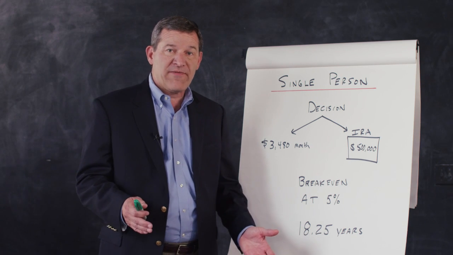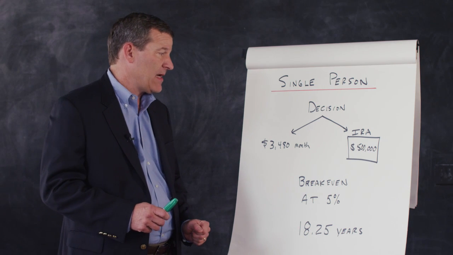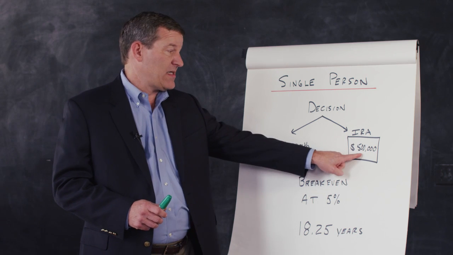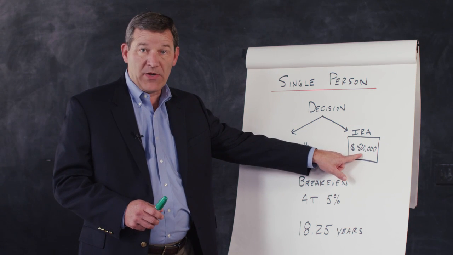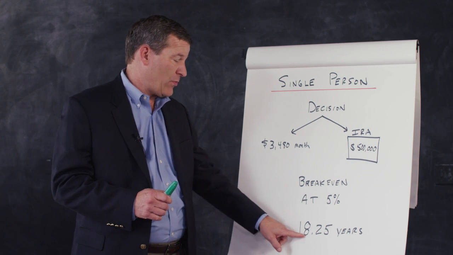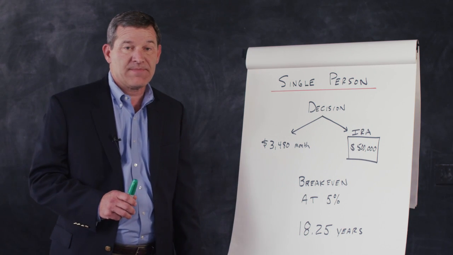There's other factors that play into this. If you think you can earn better than 5%, needless to say, the IRA may be better because it's going to grow to a bigger number and would last longer than the 18 years.